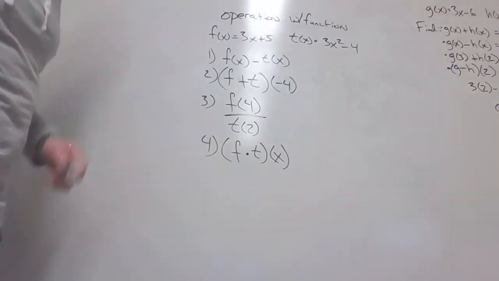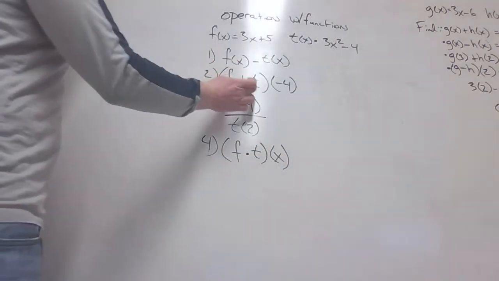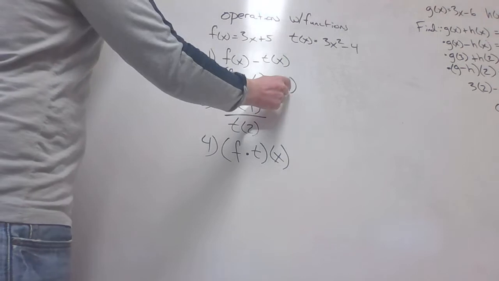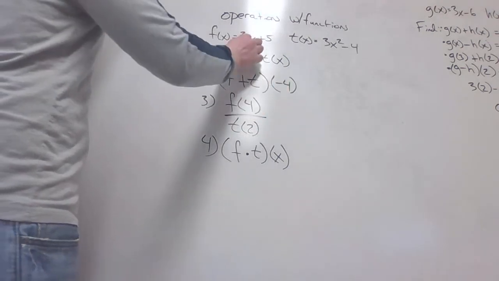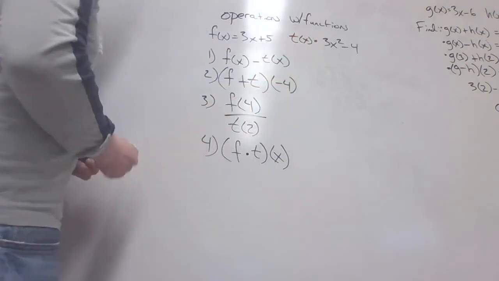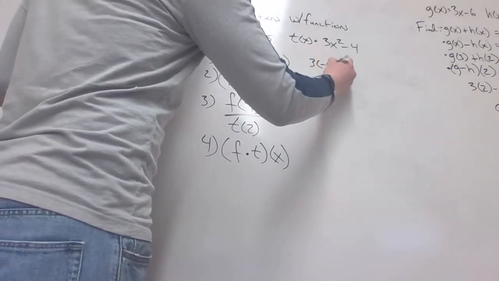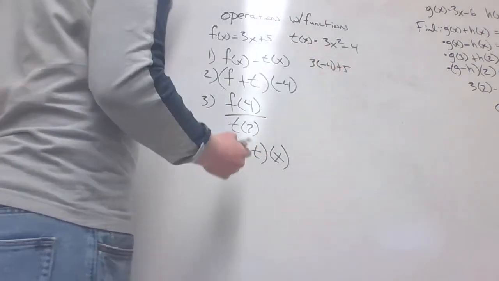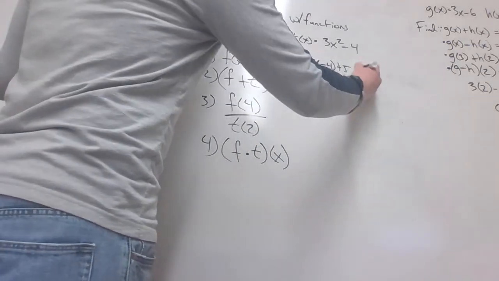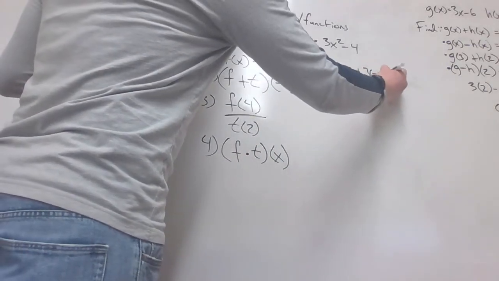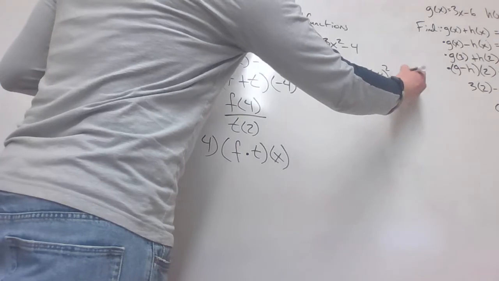Next one says you're doing the two functions adding together, but you're inputting the negative 4 into both of them. That's what this format means. So I'm going to go into this function. I'm going to do 3 times negative 4 plus 5. I'm going to add it to 3 times negative 4 squared minus 4.